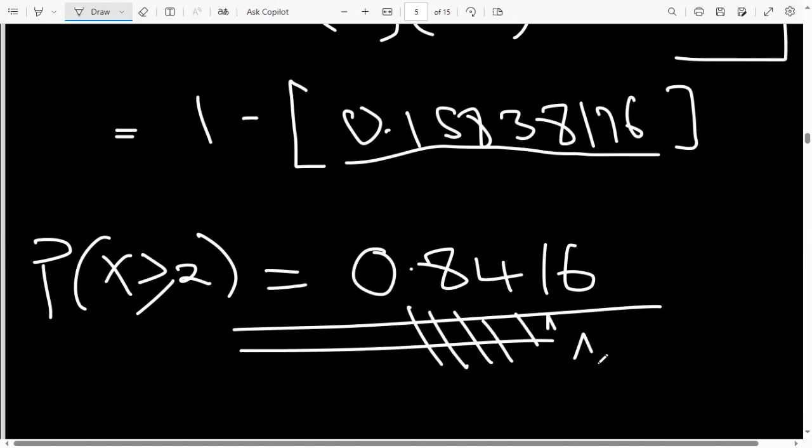Okay, so any questions on how we were able to find that answer? From this we can conclude that there is a 0.8416 chance that at least 2 patients will respond positively to the treatment.